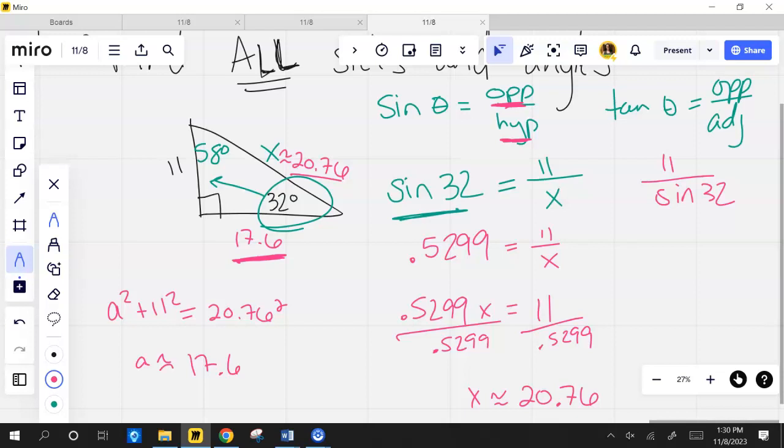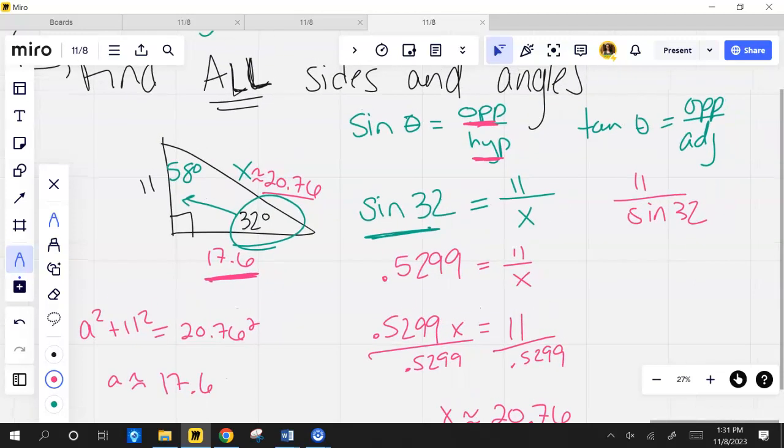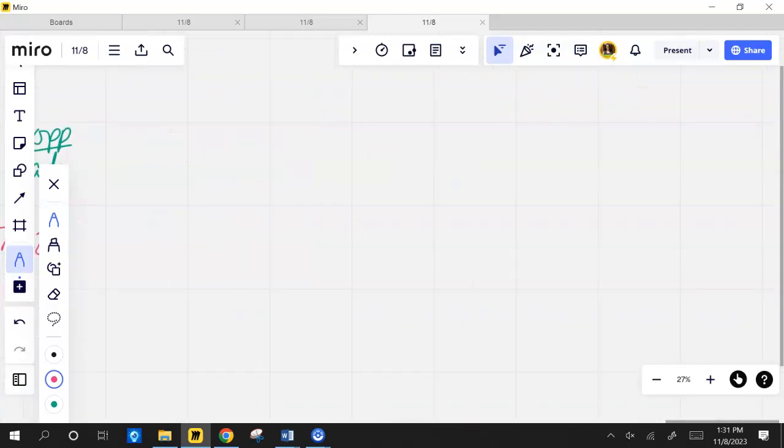Yeah. Yes, why? That's what they were just asking. So you look at the theta that you were given, right? Like, let me show you this one.